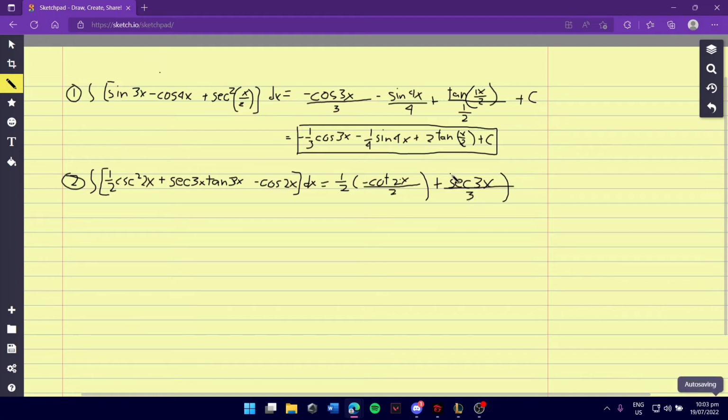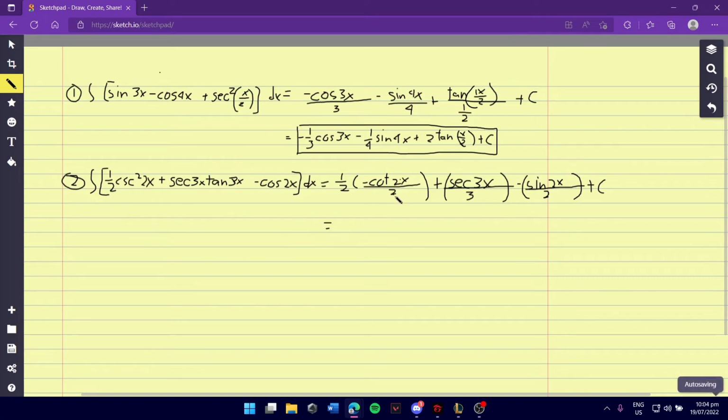And then in the next term, the integral of cosine is sine. So we put here sine 2x. Since 2 here is our constant, we'll divide it by 2. Then add our arbitrary constant, which is c.